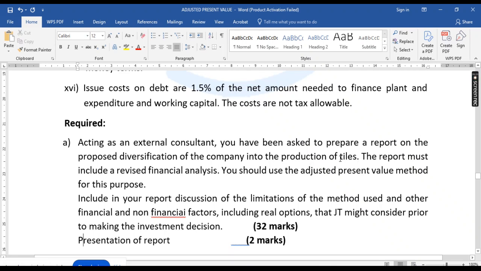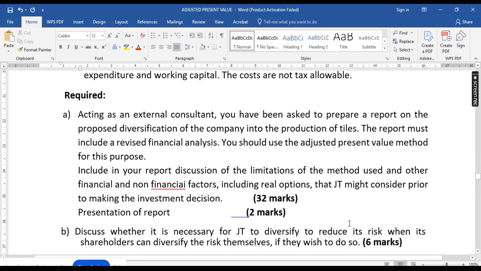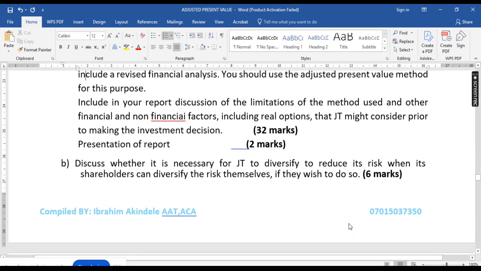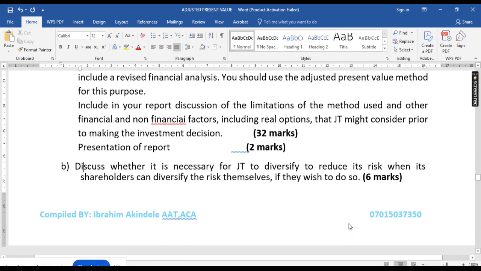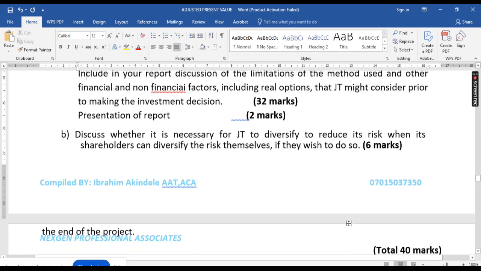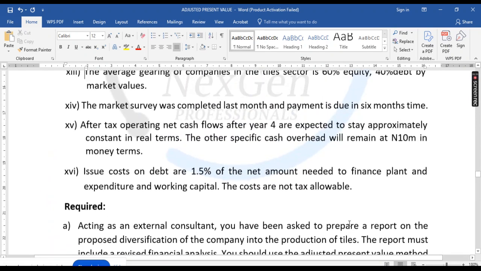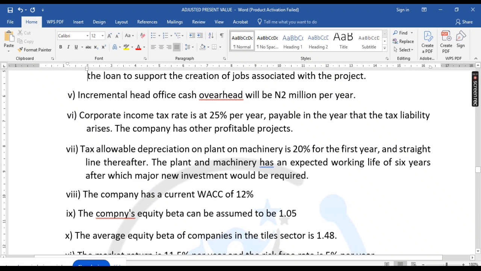So, lastly, acting as an external consultant, you've been asked to prepare a report on the proposed diversification of the company into the production of ties. The report must include the revised financial analysis. You should use the adjusted present value method for this purpose. Include in your report discussion of the limitations of the method used and other financial and non-financial factors, including real options, that JT might consider prior to making the investment decision. Present your report, and that is 34 marks. So discuss whether this will diversify their risk, and this is first. So first, calculate first. When you calculate, we see what we can do about that, right?